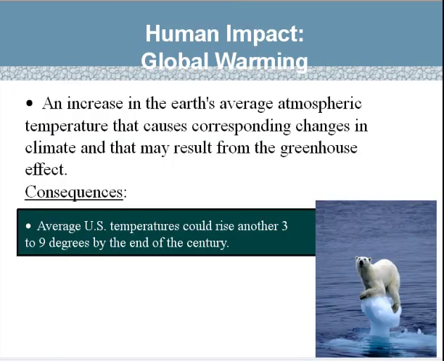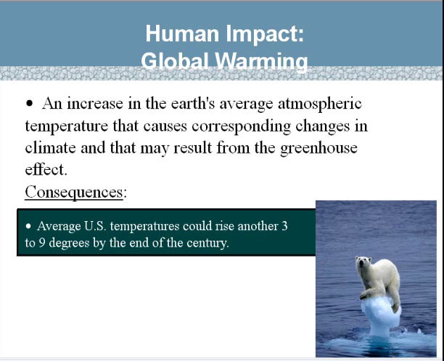Over time, the greenhouse effect causes global warming. And when we say global warming, we are talking about an increase in the Earth's average temperature. So overall, the average temperature increasing over time, going up over time. There are some different consequences to that. Number one, average U.S. temperatures could rise another 3 to 9 degrees by the end of the century.